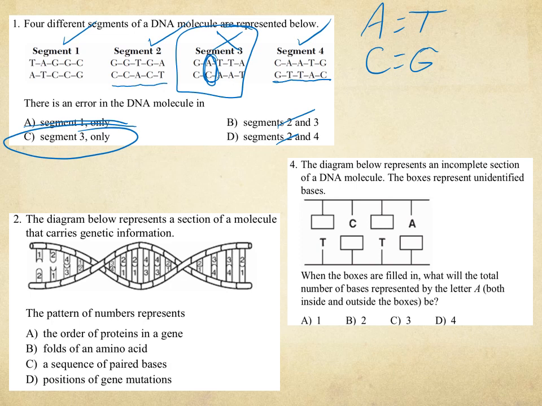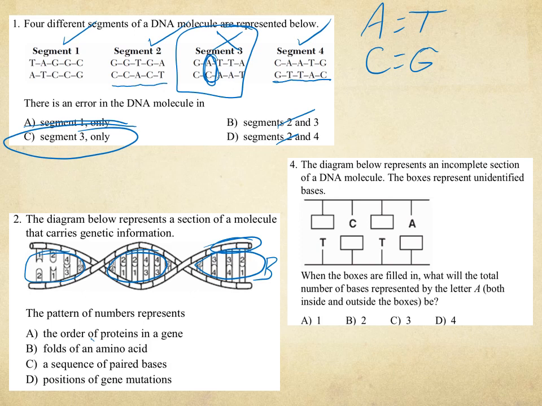Number 2, the diagram below represents a section of a molecule that carries genetic information. It's just a picture of DNA. The pattern of numbers represents, so what are these numbers? Right here in the middle, what part of the molecule is here in the middle of the double helix? What do we call those things? If you go back to that structure of the nucleotide, we know that the phosphates and sugars are on the outside, and the bases are the ones that stick into the middle. That's what you got to know here.